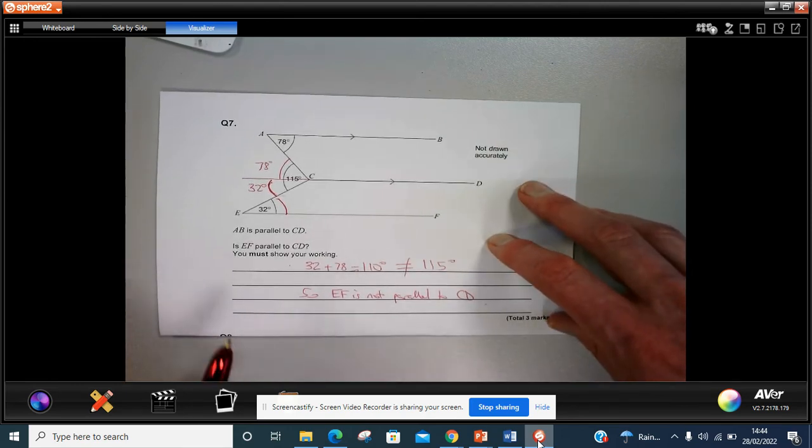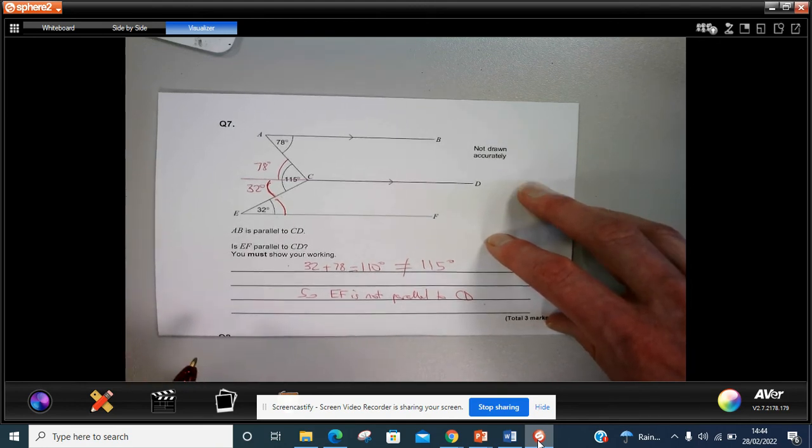So we might be using it to find out which lines are parallel or to see if a line is parallel or not. Thank you.